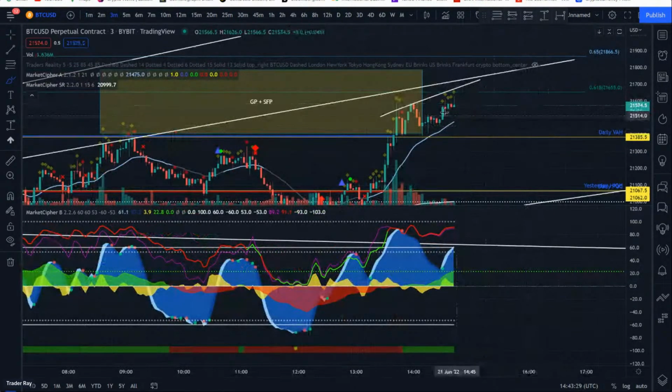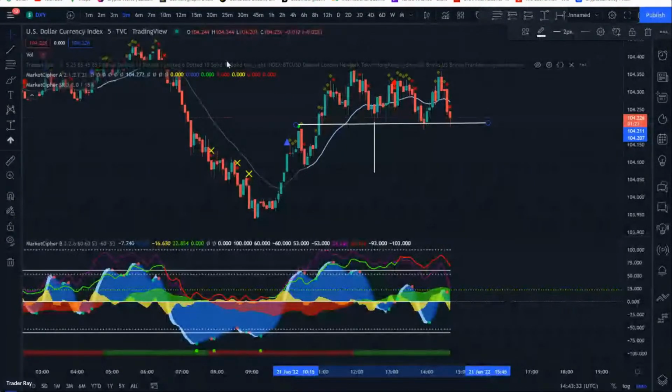3 minutes, not really yet. What is our dollar index doing? Come on. Come on.